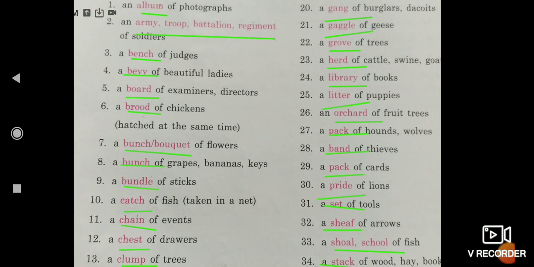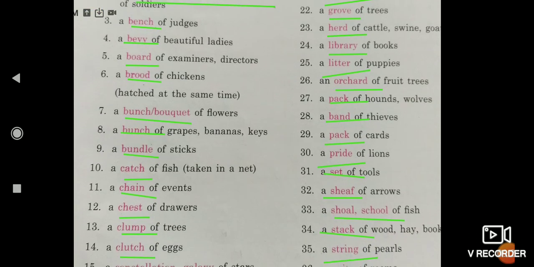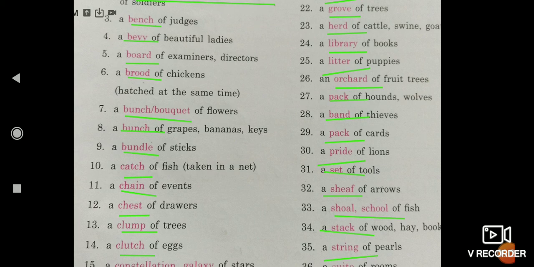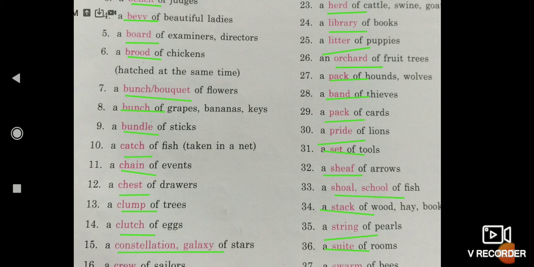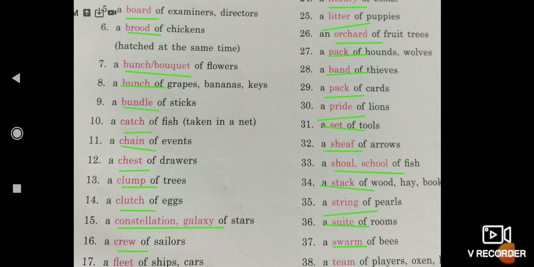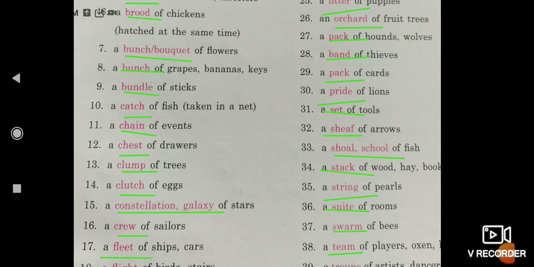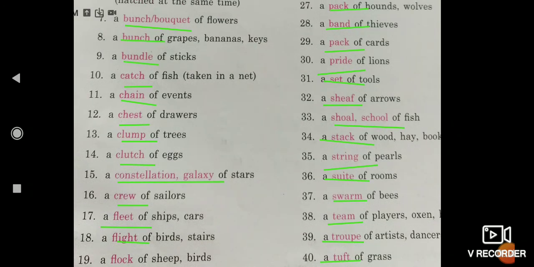An army of soldiers. Here army is a group of soldiers. A bench of judges. Here bench is a group of judges. So here it is a collective noun. A board of examiners or directors. So here board is a group of examiners. So here board is a collective noun. A bunch of flowers. Bunch is a word which is representing a group of flowers. So here bunch is a collective noun. Likewise, a chain of events, a chest of drawers, a clump of trees, a clutch of eggs.